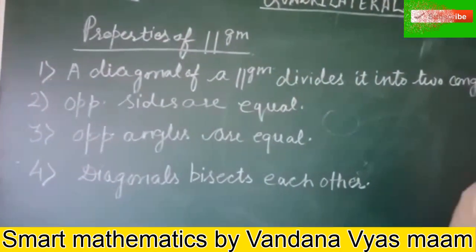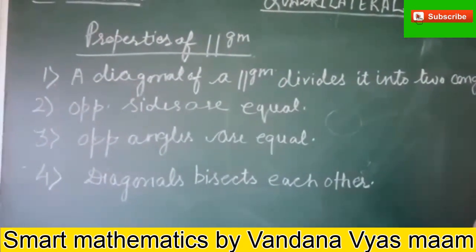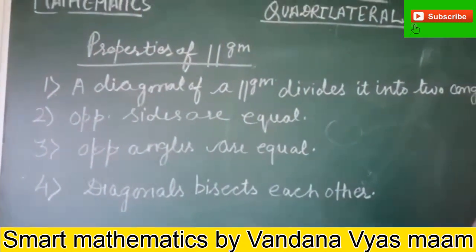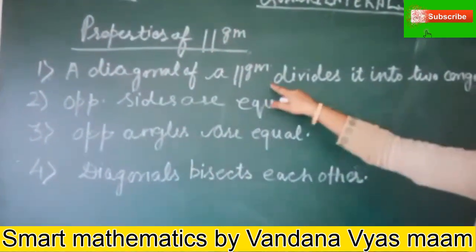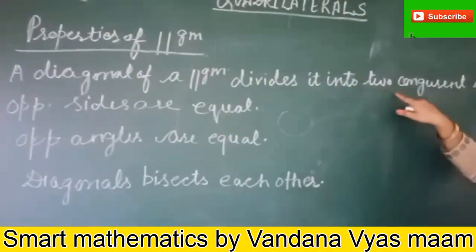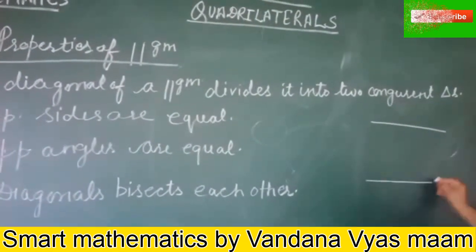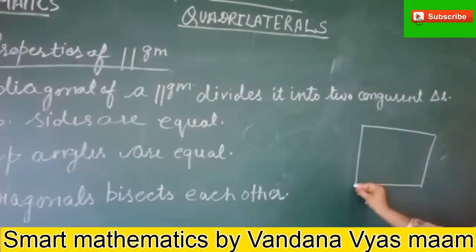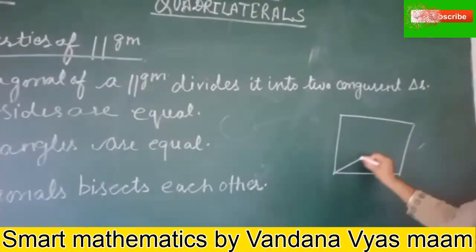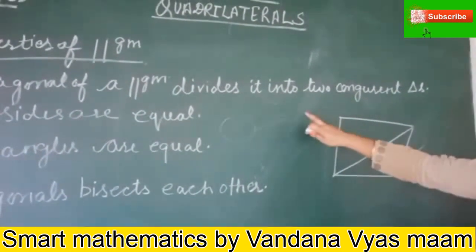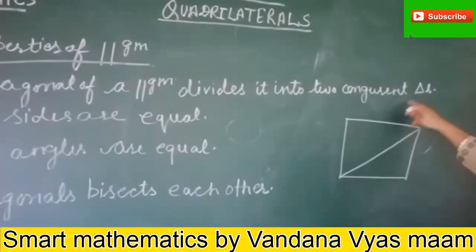Students, now we will study some properties of parallelogram. There are 4 properties of parallelogram. First is a diagonal of a parallelogram divides it into 2 congruent triangles. Means suppose this is a parallelogram. Then the diagonal of the parallelogram divides it into congruent triangles.